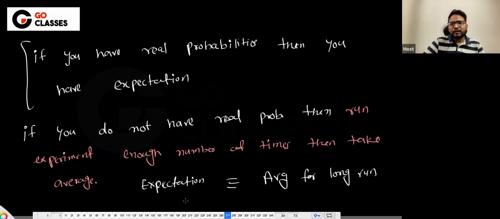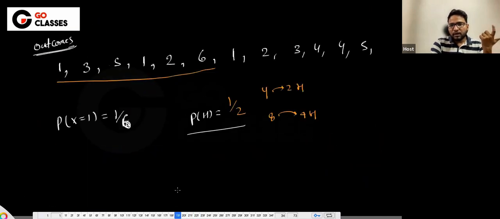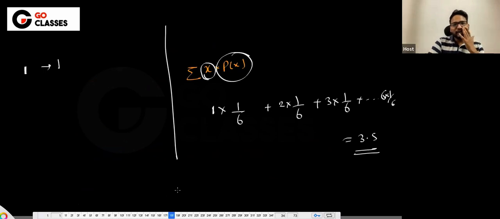So basically, if I say that you can expect some number, maybe you can expect 3.5 out of the dice roll. It means if I'm saying you can expect 3.5 rupees, I mean that if you play enough number of times, then on average, in some trial you may win 1, in some trial you may win 2, in some trial you may win 6. That's okay. But if you play enough number of times, then on average you will be winning 3.5 rupees. That's what I mean to say.